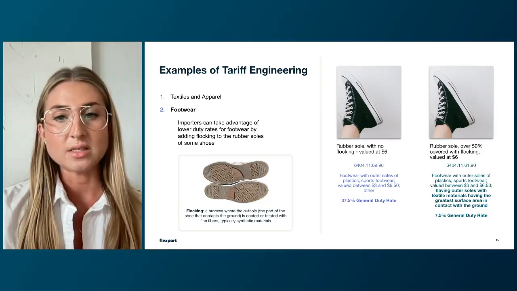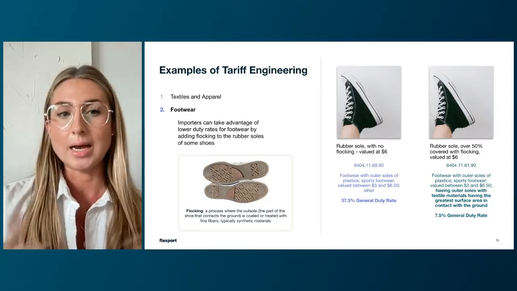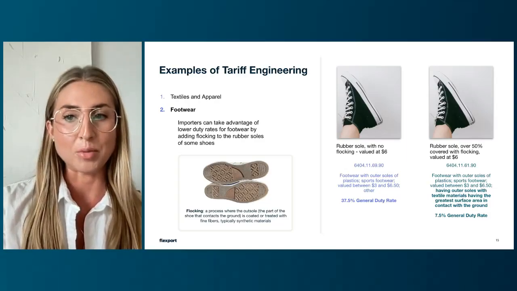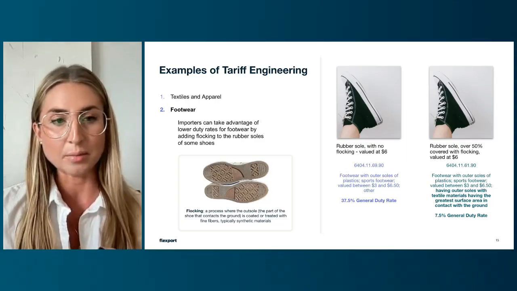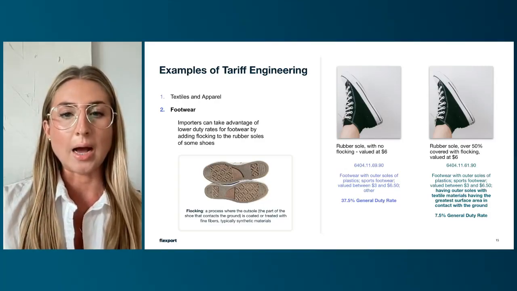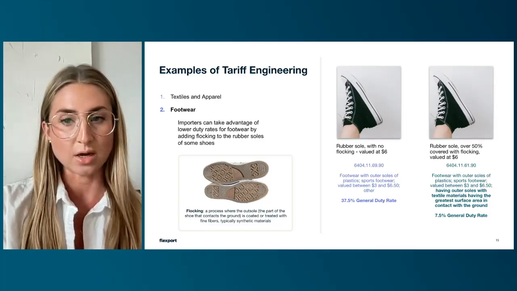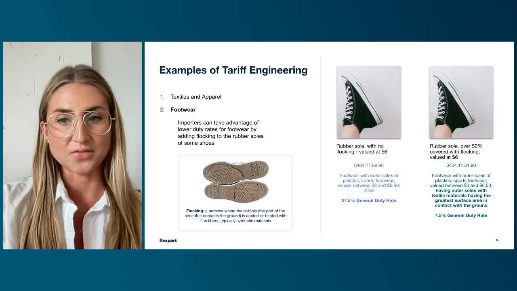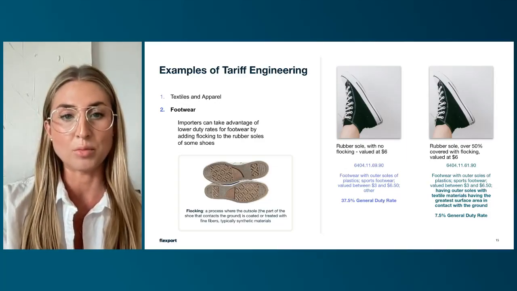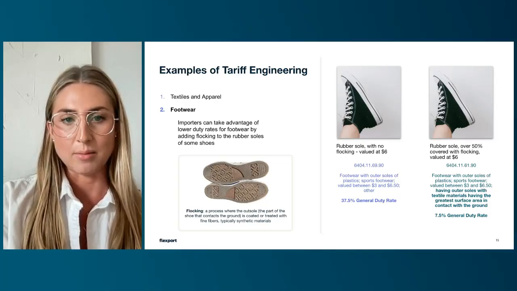And essentially, this is the process where the outsole of the shoe, which has contact with the ground, is treated with a certain type of fiber. So typically a synthetic material, tiny fibers that are stuck to the rubber sole of the shoe. In this example, you can see that the value of the shoe is $6. And this has a classification that carries a duty rate of 37.5%. And this is the rubber sole without the flocking. Converse realized this a number of years ago.